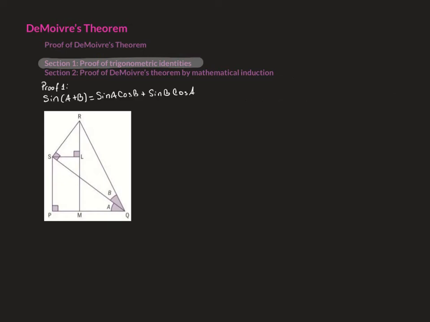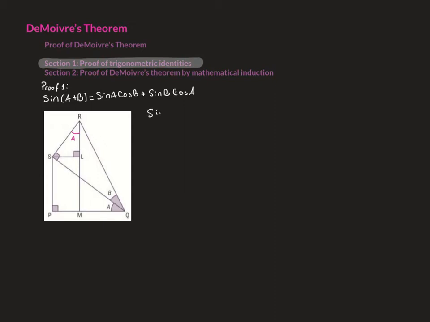Let's begin with the proof of sine of the sum of two angles. We are going to base our proof on this diagram that we have here, and due to the configuration of triangles SPQ and SLR, we can see that they have two parallel sides, meaning that this angle SRL is also A. Now we're going to start the proof by writing down what the sine of A plus B is going to be.